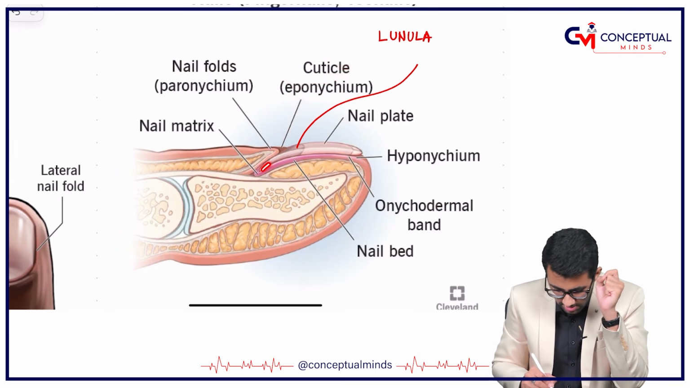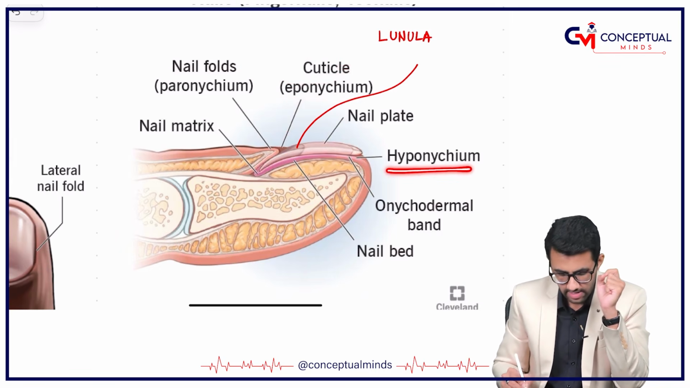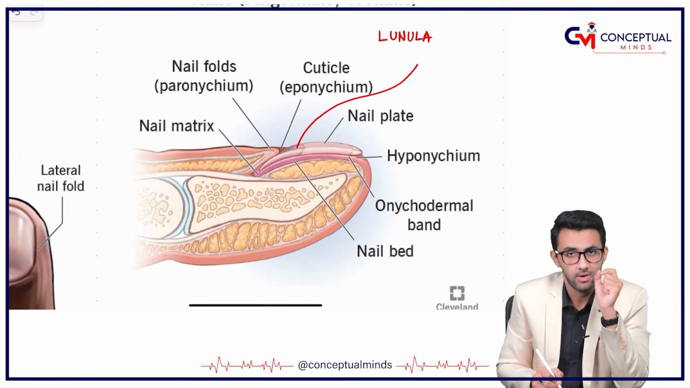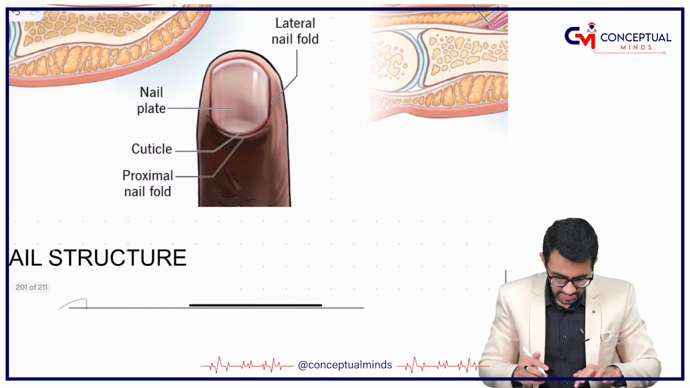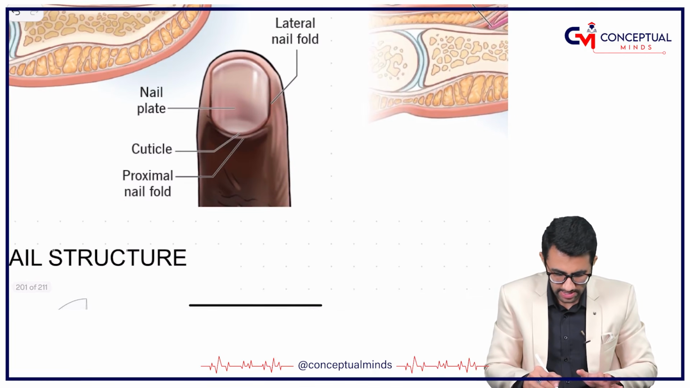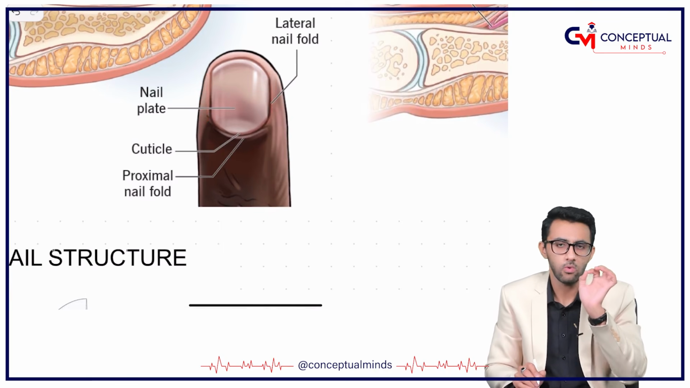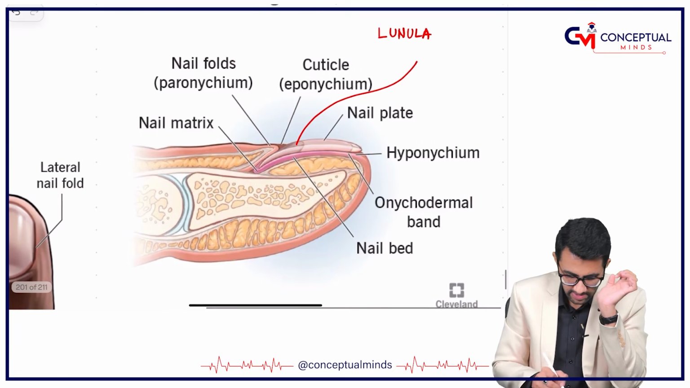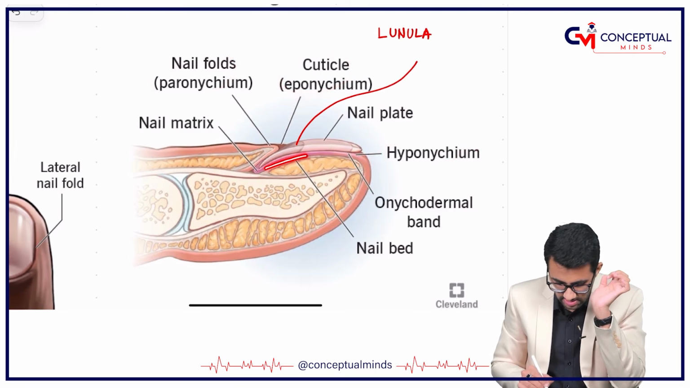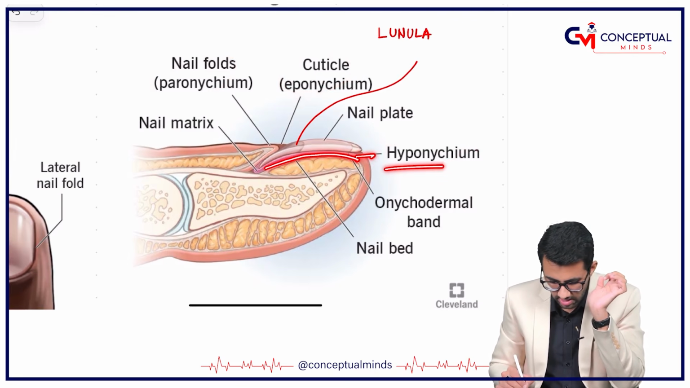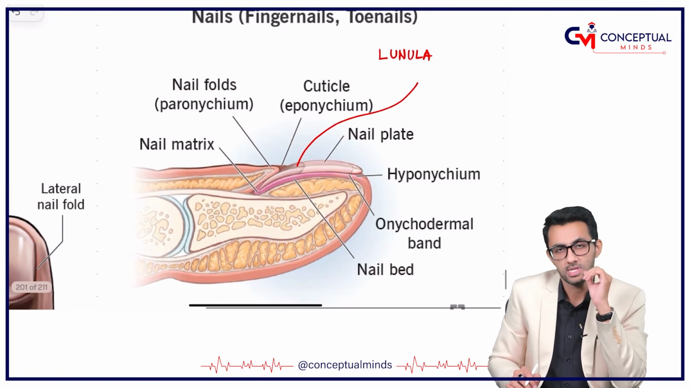Over here is the nail plate, and at the very bottom we have the hyponychium. There's one more, the paronychium. Where is it? It is at the lateral borders, this part right here where the nail plate is inserting inside. Those three parts are covered. Over here we see the nail bed, which continues on to the hyponychium. These are the few words we have to know about nail anatomy.